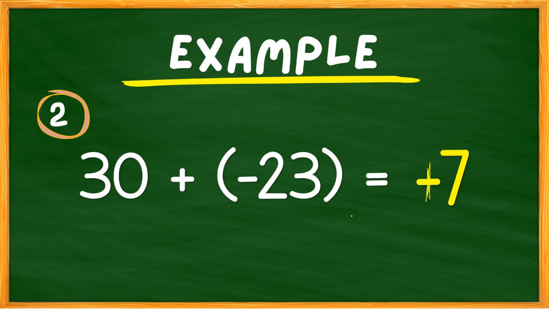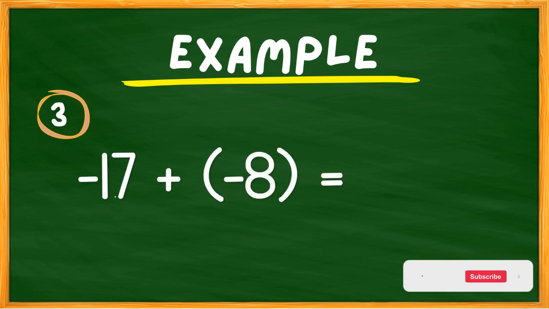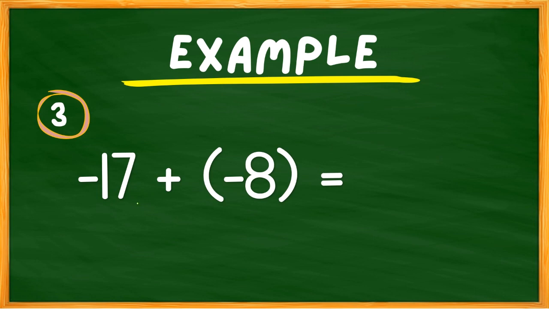Number 3, negative 17 plus negative 8. Observe the sign. Negative, negative, therefore, like sign. Add 17 plus 8, the answer must be 25. So, copy the sign, negative. Therefore, the answer is negative 25.